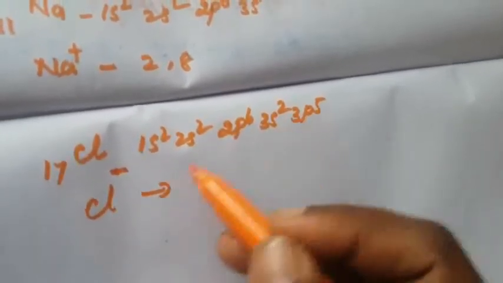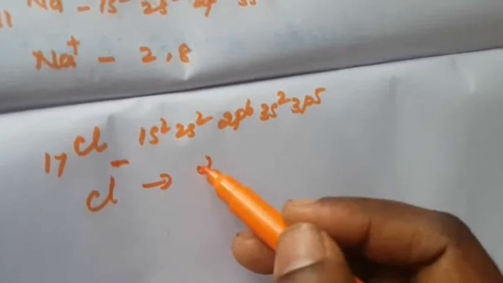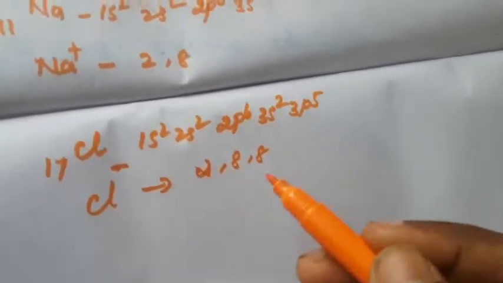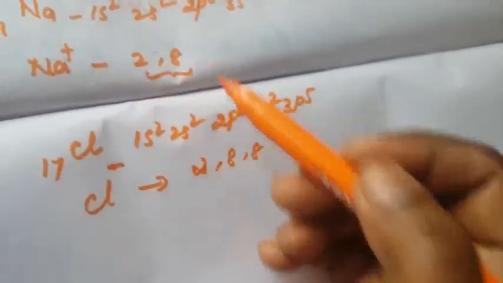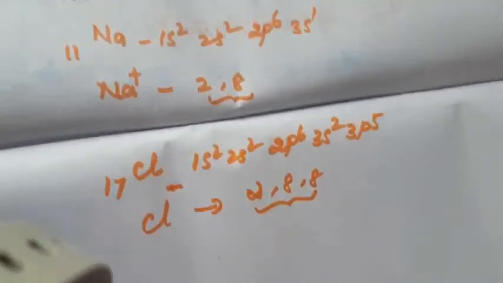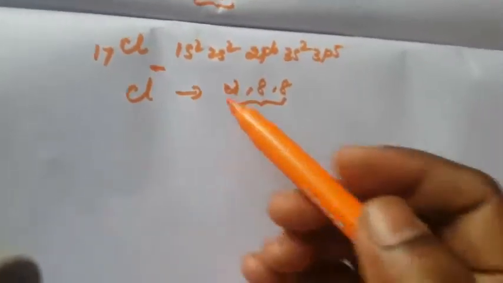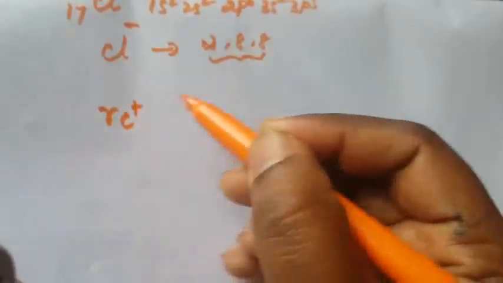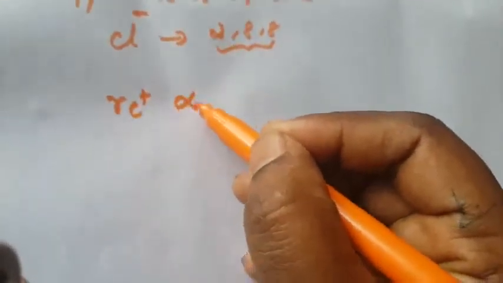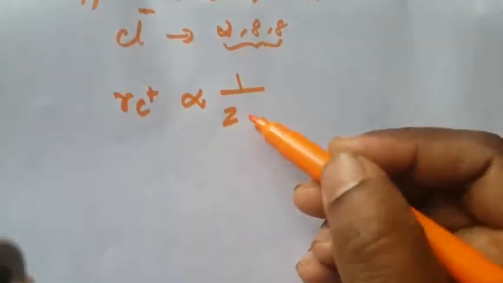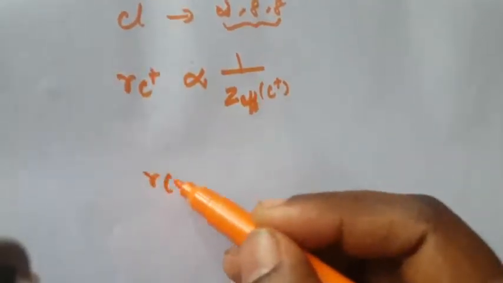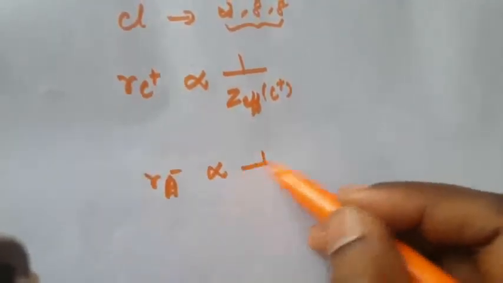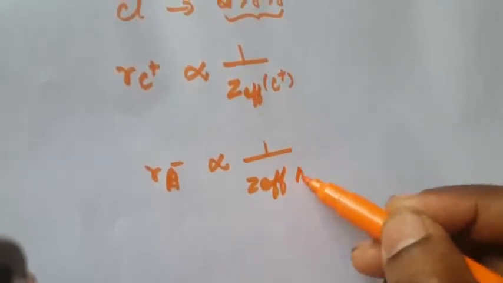Cl minus means it gains one electron. So what is the electronic configuration? 2, 8, 8. So here the outermost shell is the octet configuration. This is also octet configuration, 2, 8, 8. So the radius of the cation is inversely proportional to the effective nuclear charge of the cation. Okay, so the radius of the anion is inversely proportional to the effective nuclear charge of the anion.